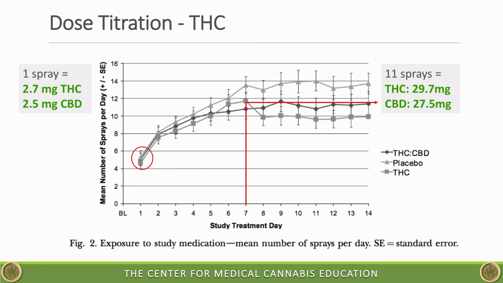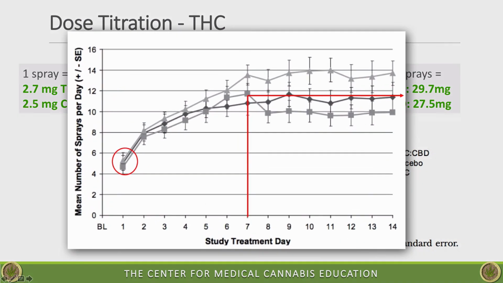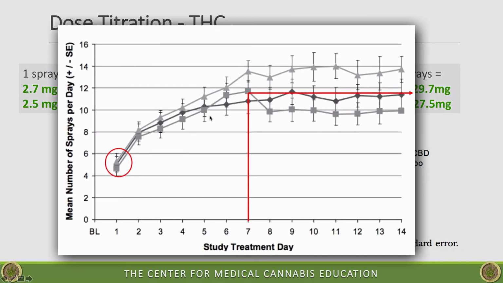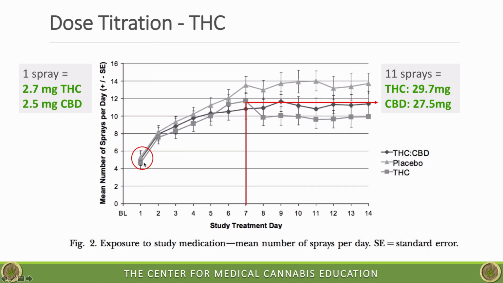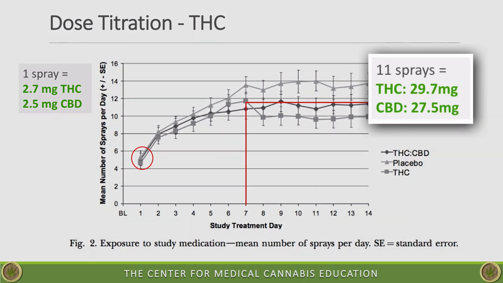The most important point here is that there's this gradual dose titration phase over the first 7 days of the study. And these individuals were self-titrating, and these are means in each group. But you can see that on their own, they started at a certain level with some guidance from the investigators, but worked their way up each day until about the 7th day, where most of these plateaued in terms of the amount that they were using, or the total dose of THC and CBD, which on average is about 30 milligrams of each per day.